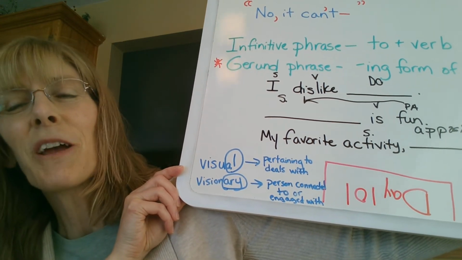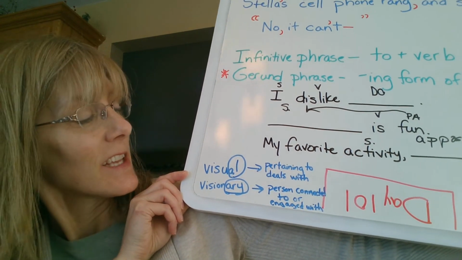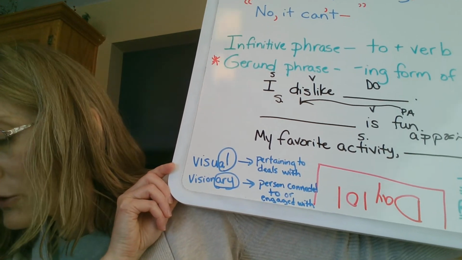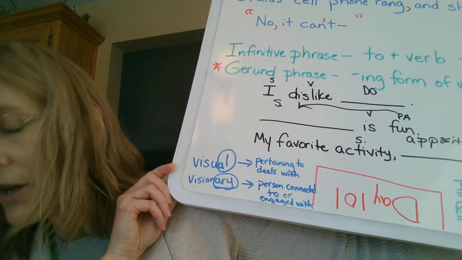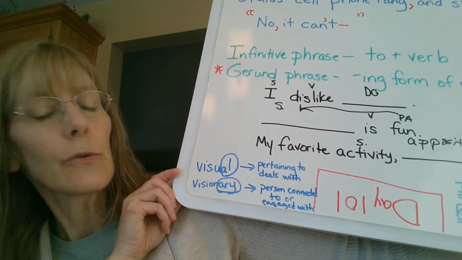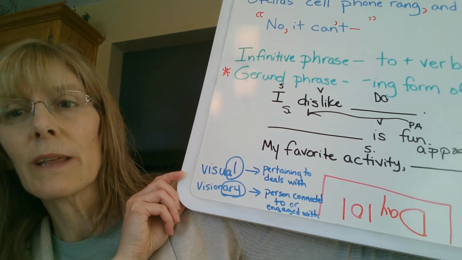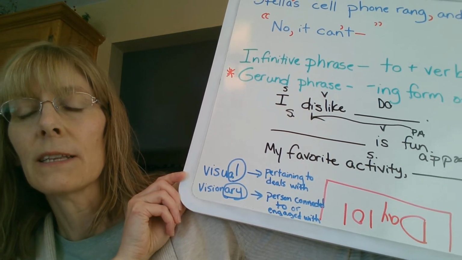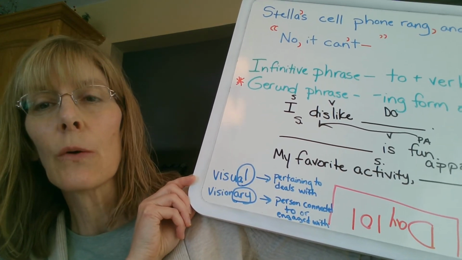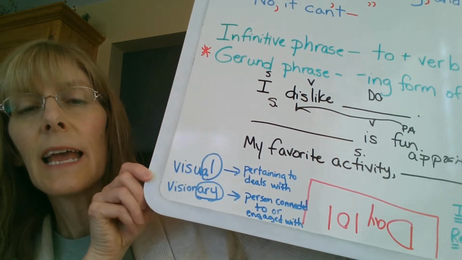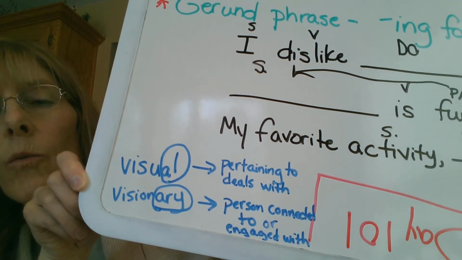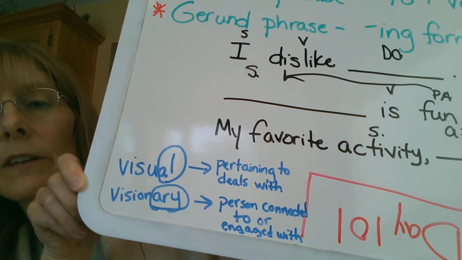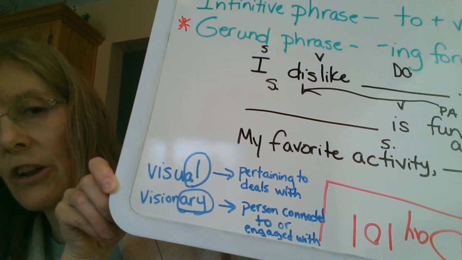All right, then we have visionary. That suffix means a person connected to or engaged with. So a visionary would be someone who is connected to or engaged with seeing something. All right, so you'll come up with those definitions knowing what the root word means, and then again here I have what the suffix means. Putting that together, you'll come up with your definition for visual and visionary.